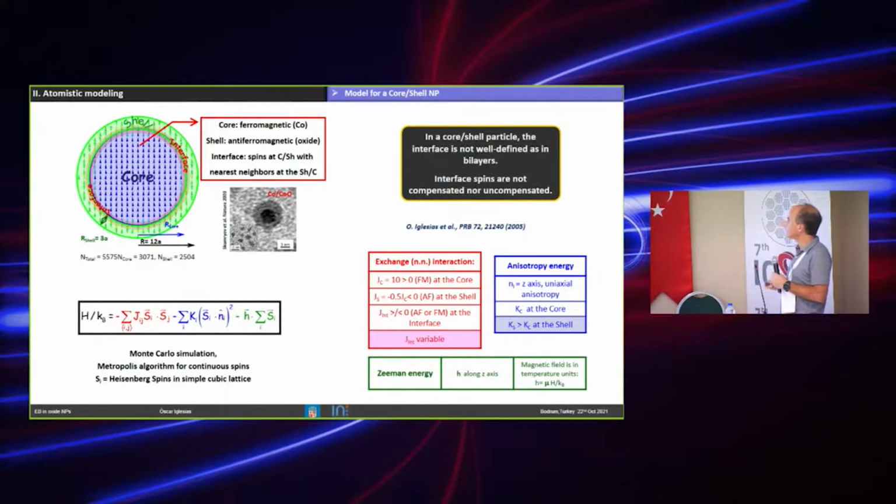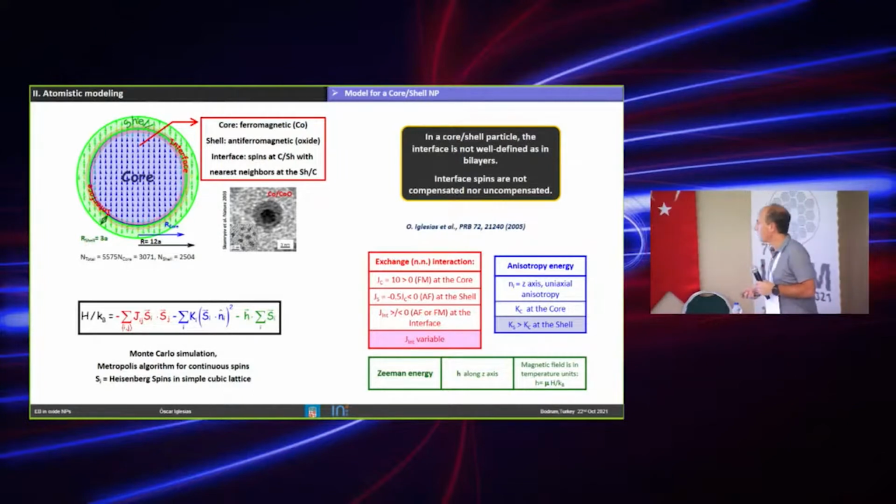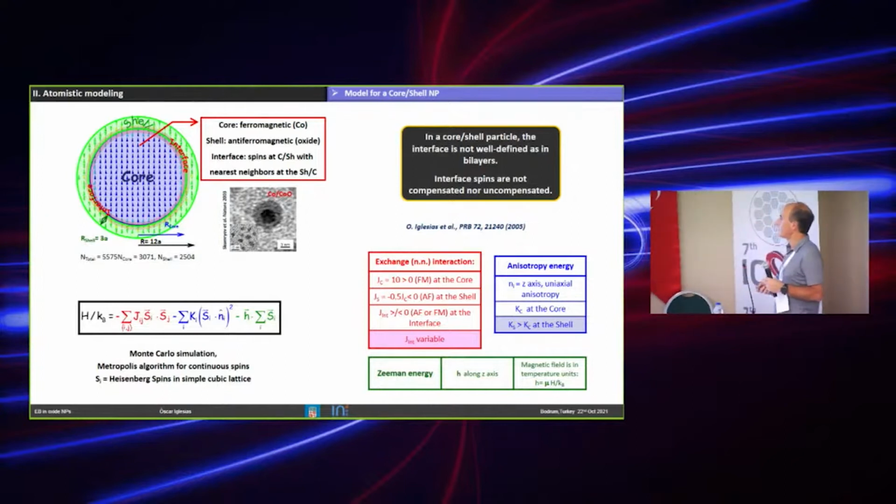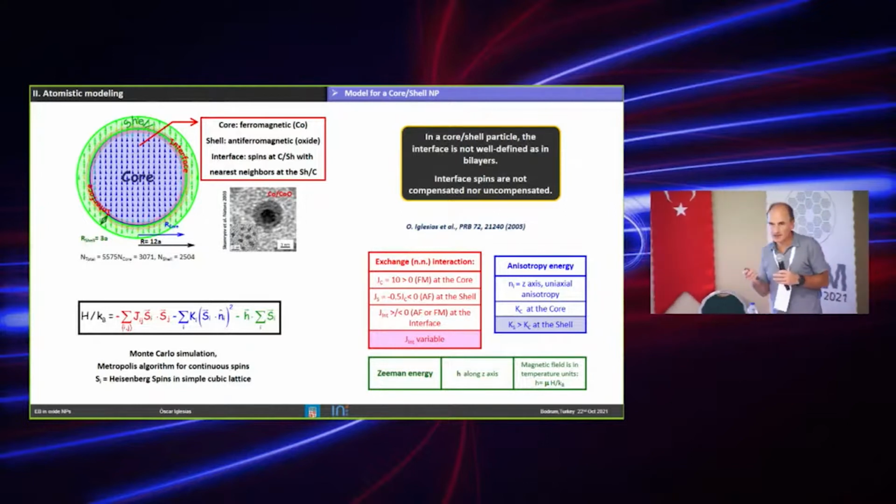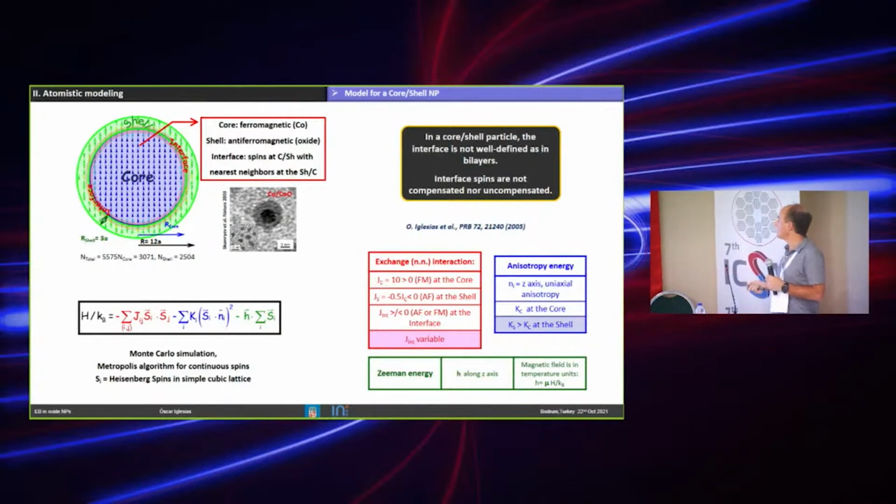So seeing all this, we should have kind of a simple and general model upon which we can study how the exchange bias emerges and what its microscopic origin is. The model is simple. We have a core with a ferromagnetic coupling and a shell of certain thickness, antiferromagnetically coupled, mimicking what you find experimentally. And the interface in the case of a nanoparticle is not very well defined. It's defined as the spins that have some neighbor on the other side.